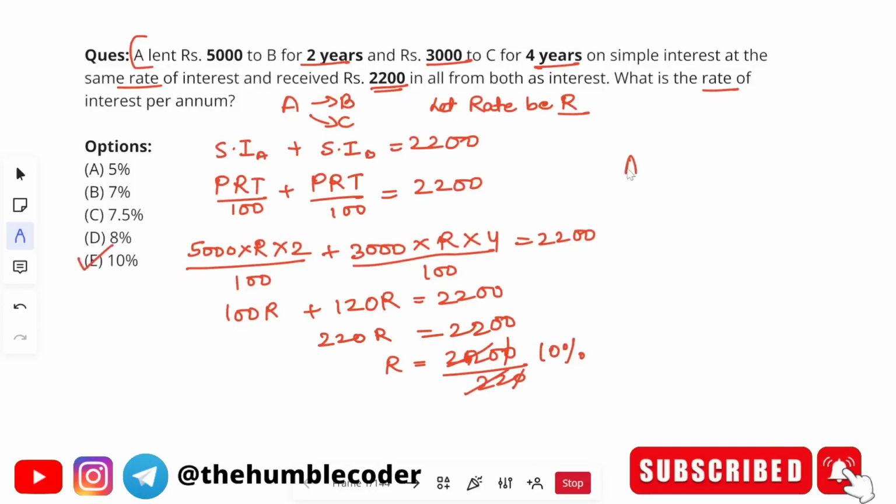So let's see the correct option that we have. Option number E is the correct option for this question. Okay, which is 10%. Hope you have understood it. Moving on to the next question now.